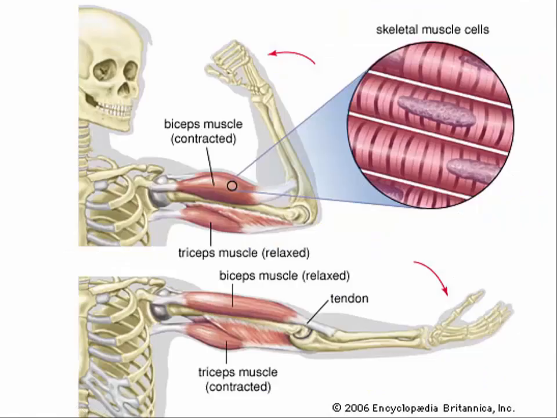Okay, so next up, we're going to go into muscle contraction and what happens during the whole process from an action potential coming down the lower motor neuron to stimulating the muscle cell.